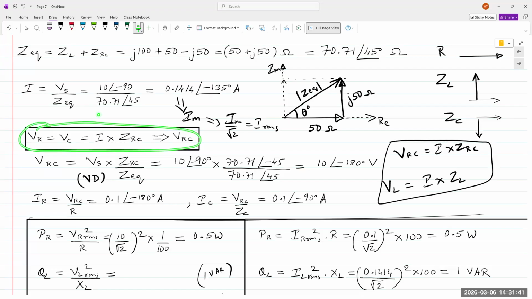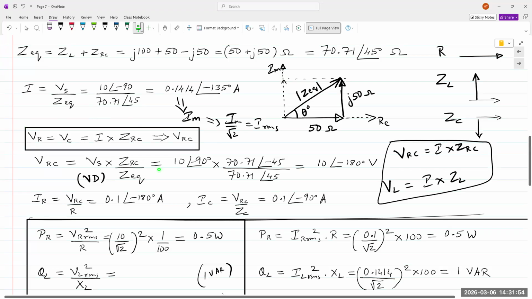VR and VC are the same because they are in parallel. If I find the total current I flowing through ZRC, the parallel combination of R and C, I have that voltage, VRC. So VRC is Vs times ZRC over ZEQ, or I times ZRC. You can try and do both. You should be able to obtain the same answer using both equations.